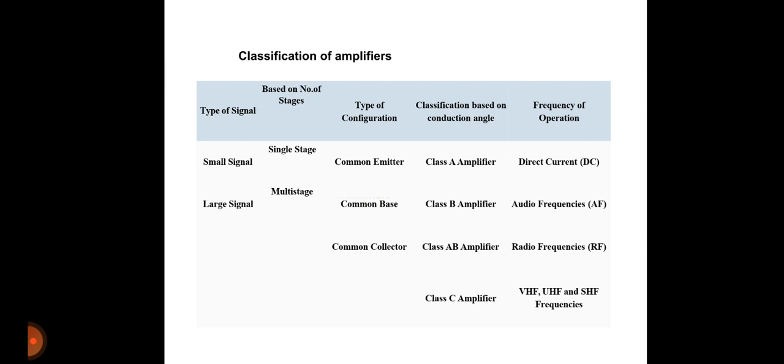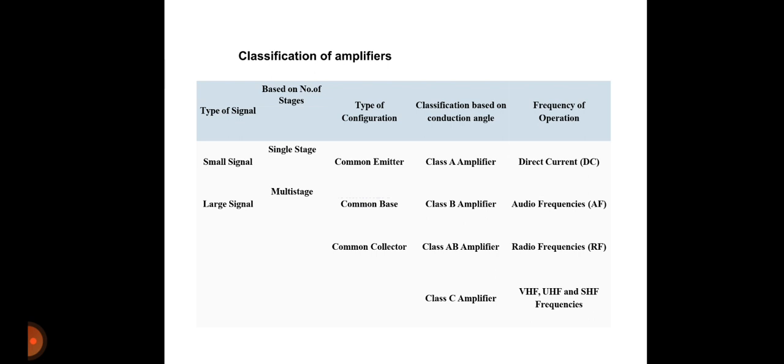Based on the frequency range, we have four types of amplifiers. Low frequency amplifier, also known as direct current amplifier. Audio frequency amplifier is one which amplifies the signals that lie in the audio frequency range from 20 Hz to 20 kHz. Next one is radio frequency amplifier, in which the signals that lie in the few kilohertz to hundreds of megahertz will be amplified.